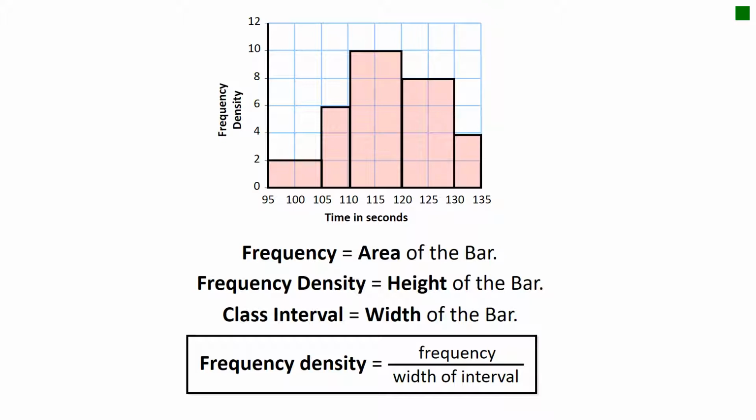So in recap, frequency is equal to the area, the frequency density is equal to the height, the class interval is equal to the width of the bar, and frequency density is calculated by doing frequency divided by the width of the interval.